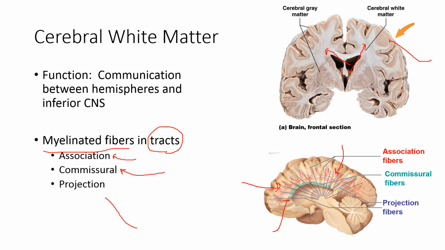Finally, we have projection fibers. They're highlighted in purple here. And as you can see, they travel vertically. They connect the left and right hemispheres of the brain to the lower brain and to the spinal cord.